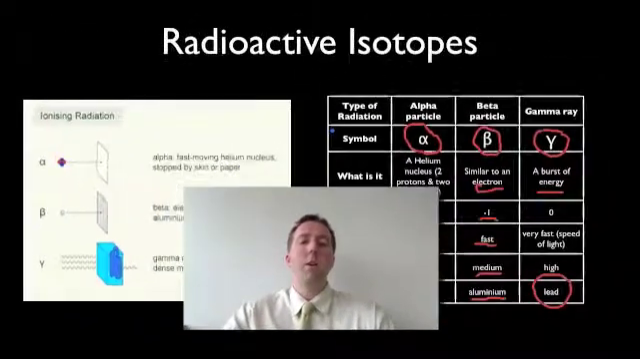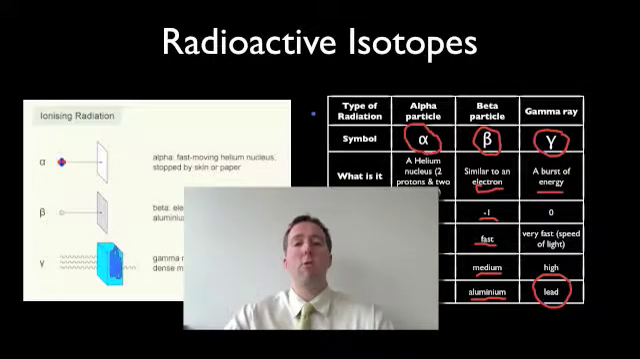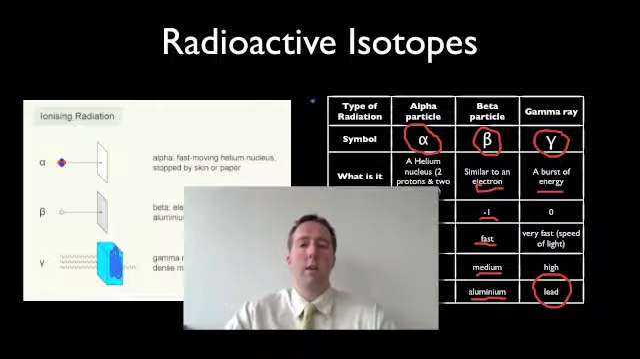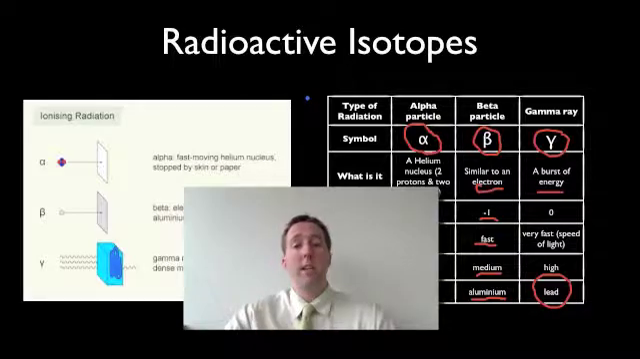But all these different particles, alpha particles, beta particles, gamma rays, they're all emitted by radioactive isotopes. So they're different types of radiation. They're all relatively dangerous, but they do have some very handy uses too.